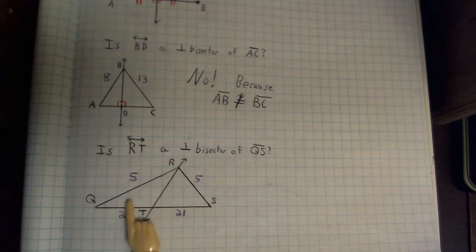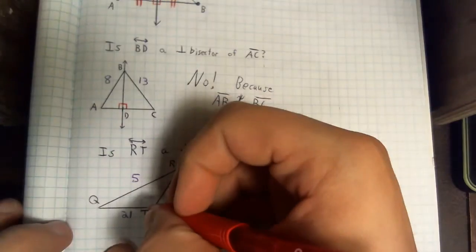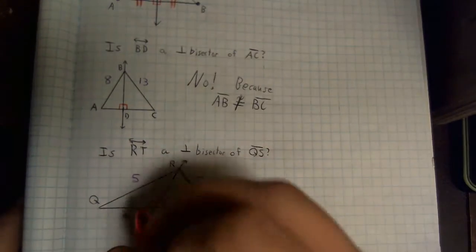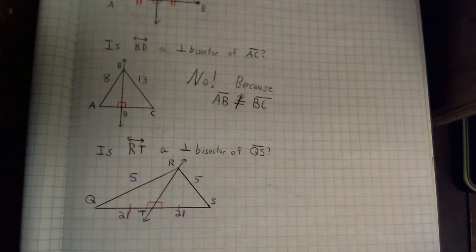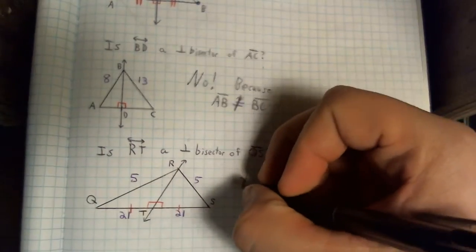That forces this to be a 90-degree angle right here, and it forces these to be congruent, which, look at that, it tells us that they're congruent. So we've used the converse in order to get the fact that this, in fact, is a perpendicular bisector.